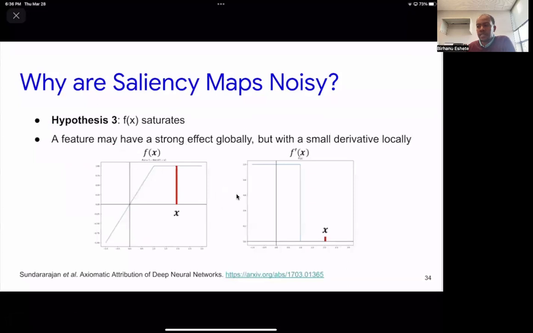The third hypothesis is that the function just saturates. In other words, a feature may have a strong effect globally, but with a small derivative locally. So when you look at the feature's derivative locally, it's so small. That is another hypothesis around the fact that saliency maps are noisy.